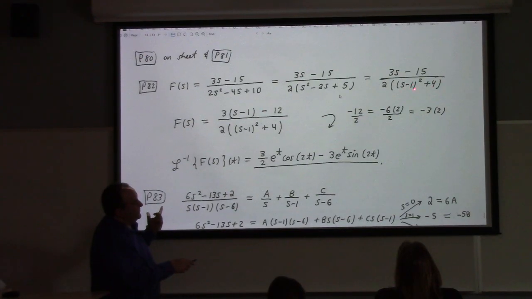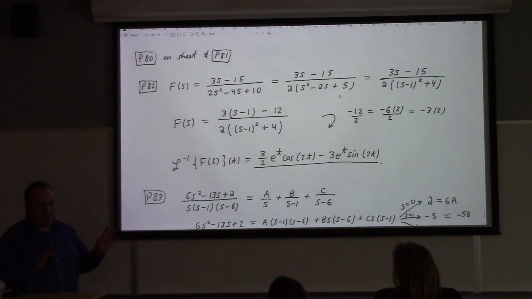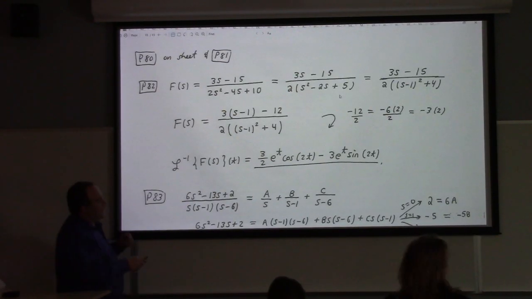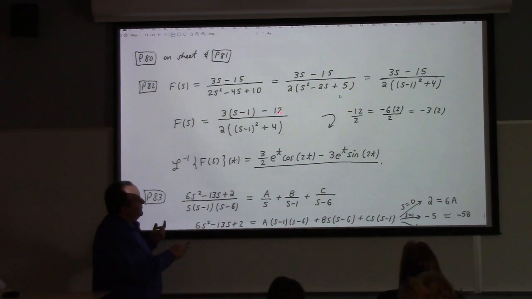Great. Now, once I see that, I'm like, uh-oh, sines and cosines, right? That's what's coming. And shifted, because this is s minus 1. So I'm looking at an e to the t cosine 2t and an e to the t sine 2t type terms. But I have to have an s minus 1 upstairs, and I have to have a 2 upstairs, right, in order to do that. So where does this s minus 1 come from? Well, because I said so, I traded this s for s minus 1. In so doing, I've subtracted 3.